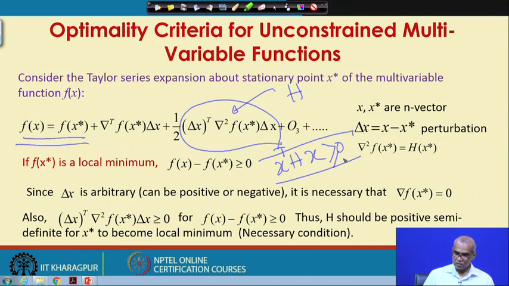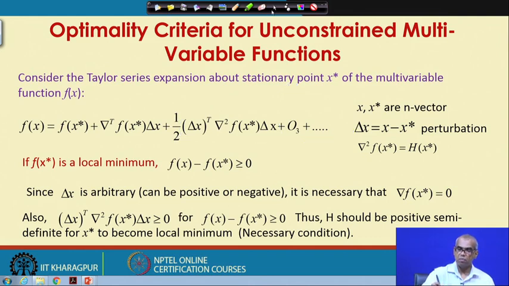So, the Hessian should be positive semi definite if x* is a local minimum. So, we get the two necessary conditions. One is the gradient evaluated at x* equal to 0, and the Hessian matrix evaluated at x* is positive semi definite for a minimum to occur.